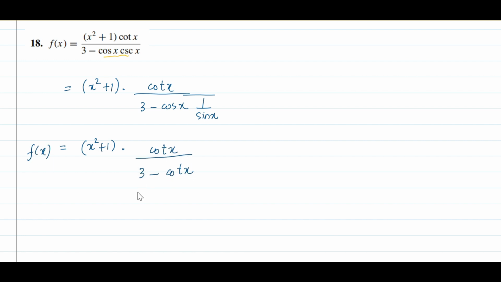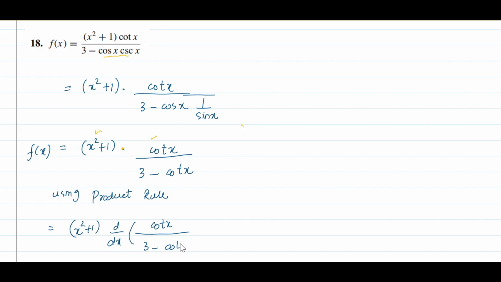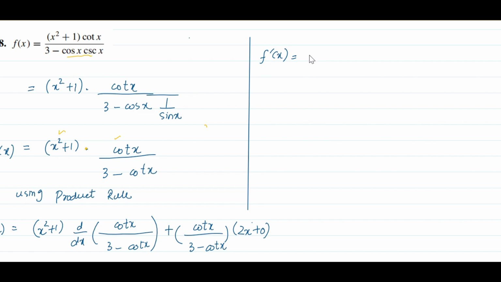Now we can apply the quotient rule for the second part. First we apply the product rule, and after that we apply the quotient rule on this part as well. First of all we need to apply the product rule on both terms. So the first term as it is and the derivative of this whole fraction term, plus this fraction term cot of x over 3 minus cot of x as it is and the derivative of the first term, which is 2x plus 0. Now simplify this: x square plus 1 will be as it is, and the derivative of this term, and here we apply the quotient rule.